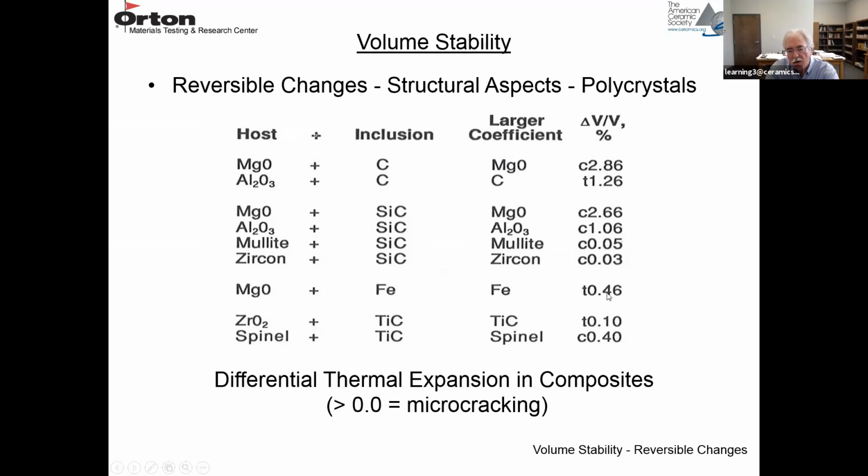So you can see that all of these are either C for compression or T for tension, and they're all greater than 0. So any of these composite systems could cause microcracking. This is an MgO reinforced with a metal iron fiber. That's why it's Fe.